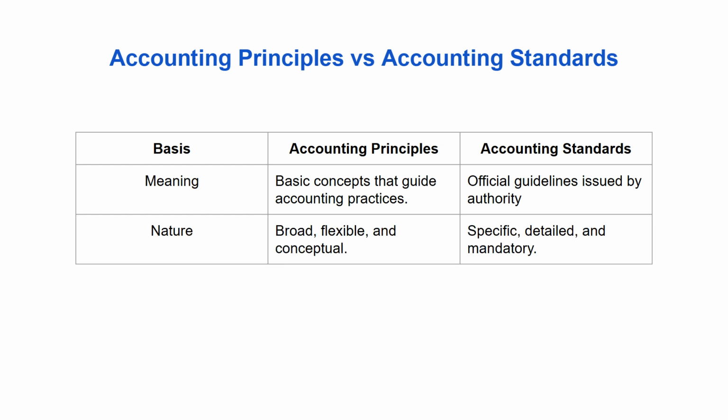Accounting principles, these are broad, flexible, and conceptual. Accounting standards, these are specific, detailed, and mandatory. Accounting principles give freedom to apply judgment. That's why two accountants can interpret a situation slightly differently, yet both stay correct. Accounting standards ensure that statements remain consistent and comparable worldwide.